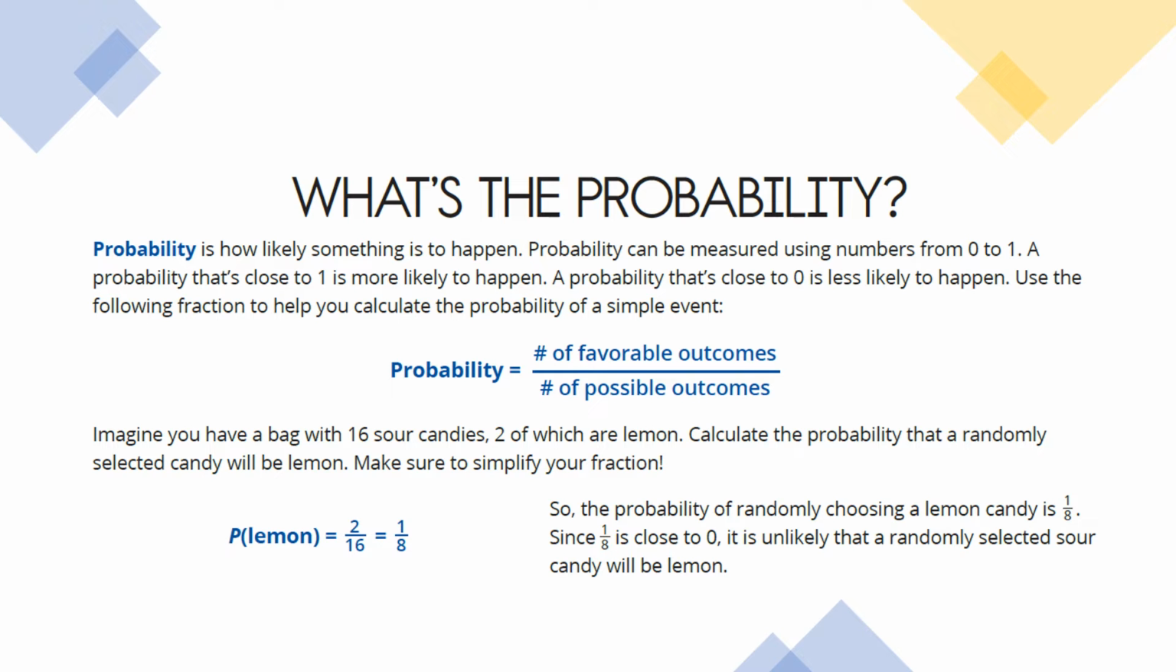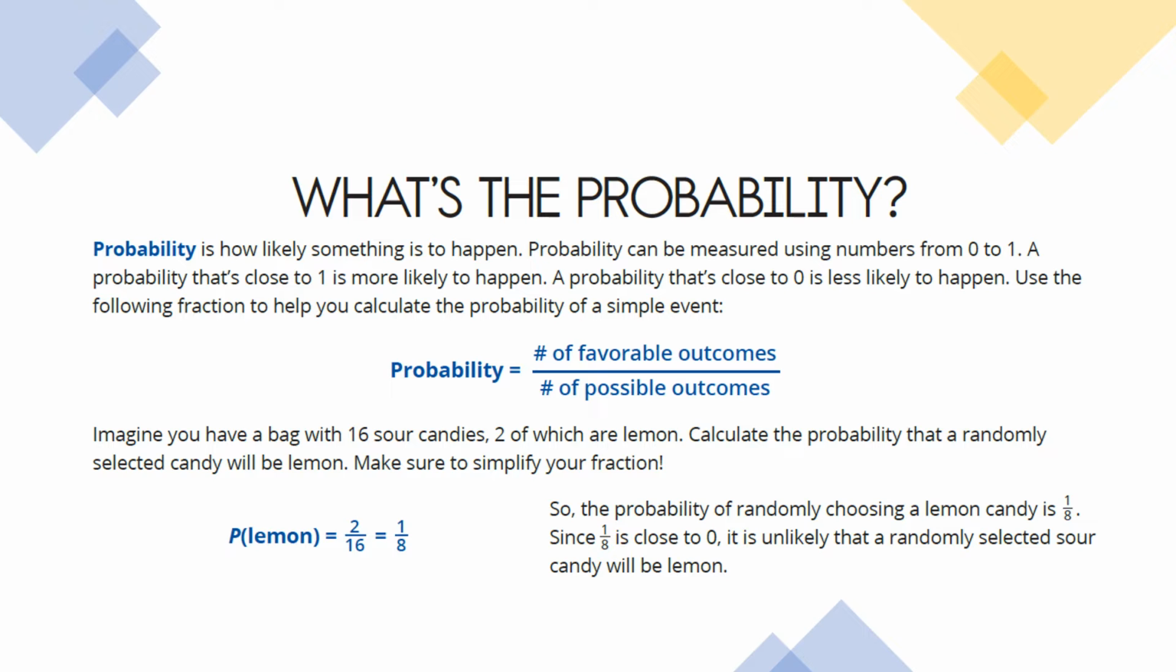What is probability? Probability is how likely something is to happen. Probability can be measured using numbers from 0 to 1. A probability that is close to 1 is more likely to happen, and a probability that is close to 0 is less likely to happen. Use the following fractions to help you calculate probability of a simple event.